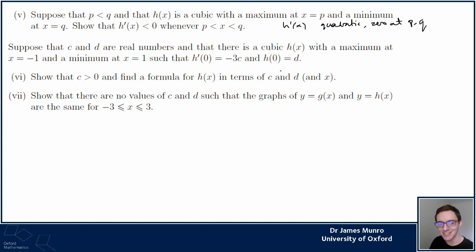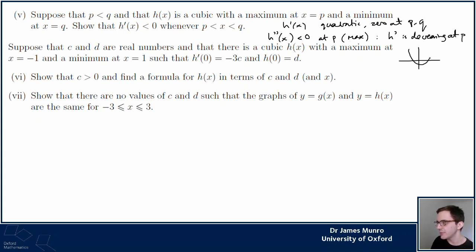We can also think about the second derivative. Here we know the second derivative is negative at p because it's a maximum. The second derivative is the derivative of the first derivative. So this says that h prime is decreasing at p. So if I drew a picture of h prime, it would look like this, with roots at p and q, decreasing at p. That means that h prime is negative between p and q.